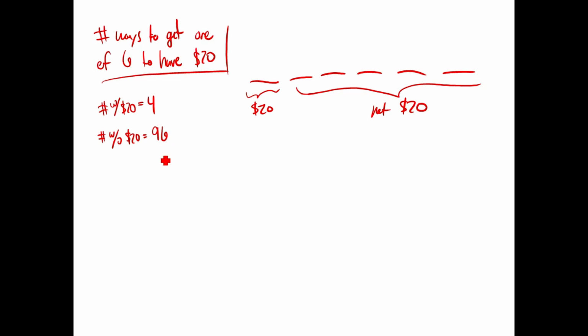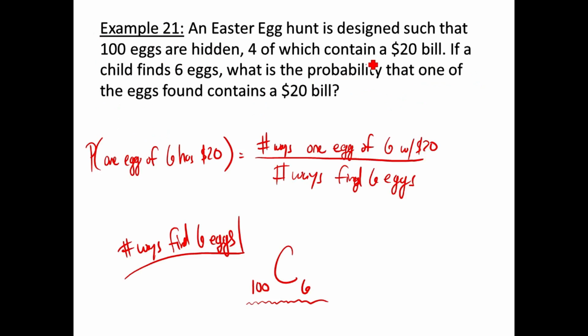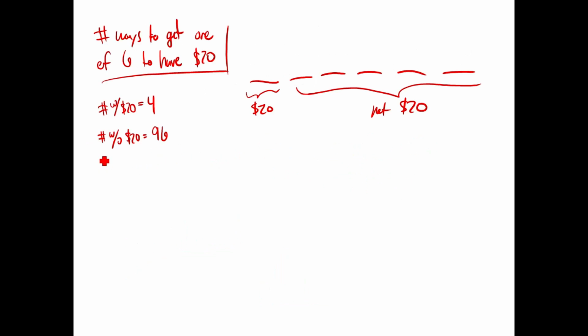I'm talking about out in the field. If you go back to the problem, out in the field, 4 have $20 bills in them. So that means that 96 don't, right? So if I'm going to end up with 5 eggs that don't have $20 in them, those 5 eggs are coming from a total of how many? 96. So the number of ways these can be picked is there's 96 eggs, and I want 5 of them, right? There's 96 eggs, and my kid has 5 of them.